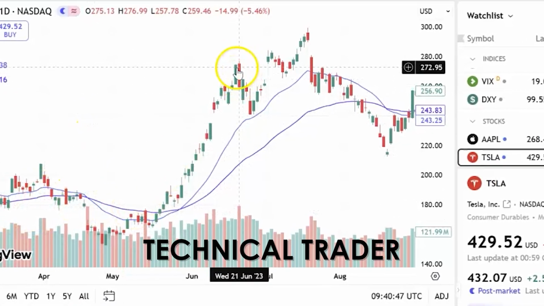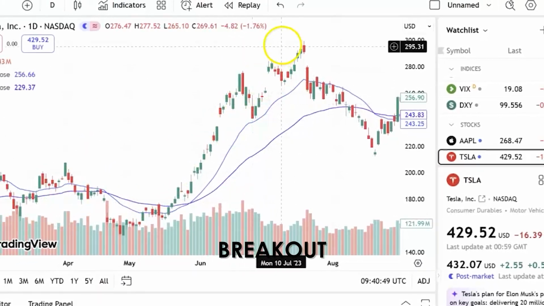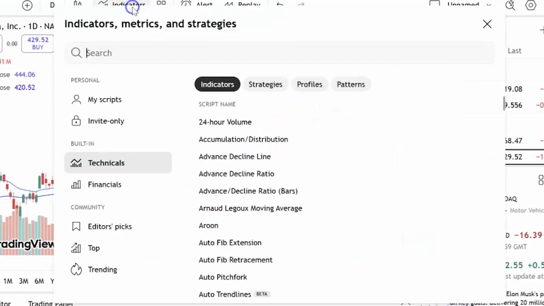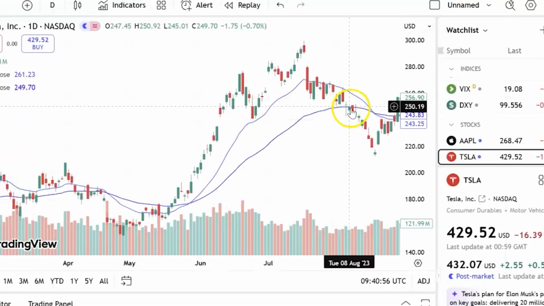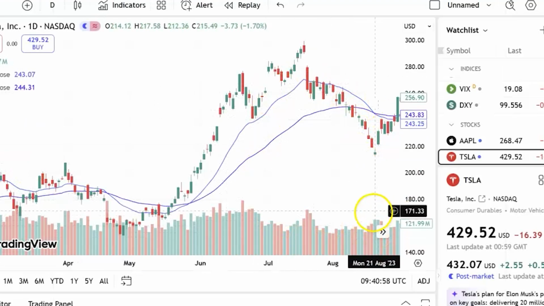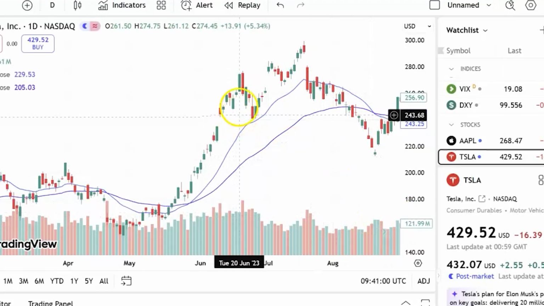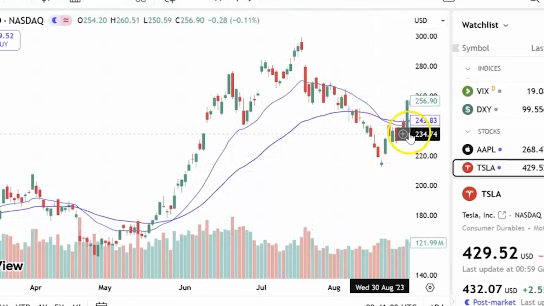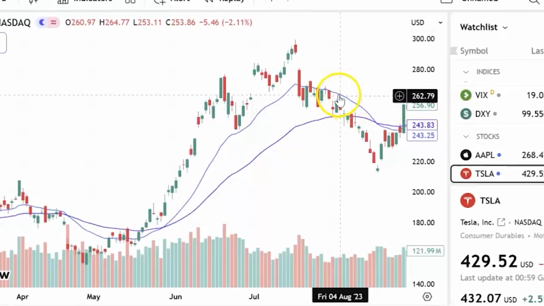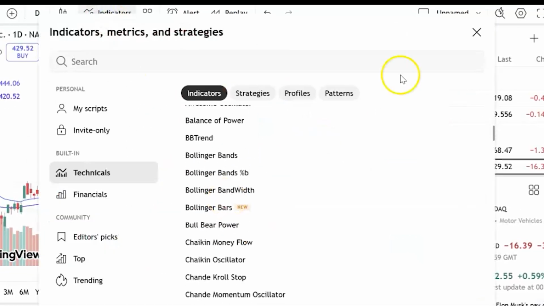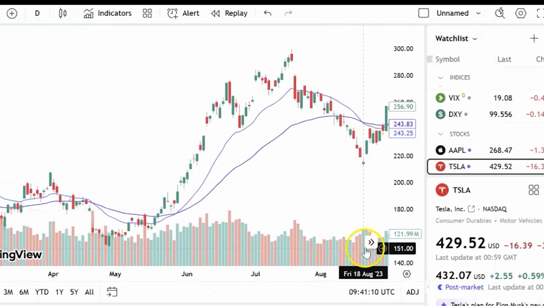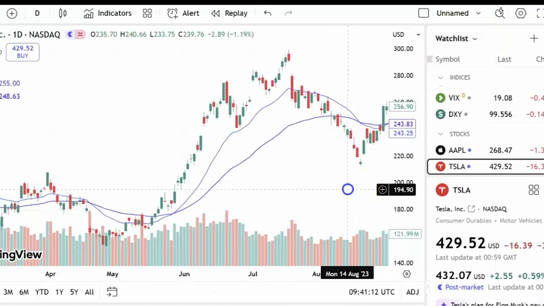As a technical trader, you would like to see where the breakout is happening, or you can add your favorite indicators on a chart and then make decisions based on those indicators. Now in this chart, I can see that the price is crossing over the moving average. This is a 20 and 50 moving average. You can add more indicators as you are familiar with on your technical chart. There's a decent volume getting picked up.